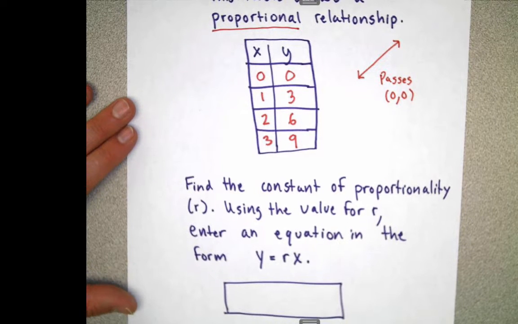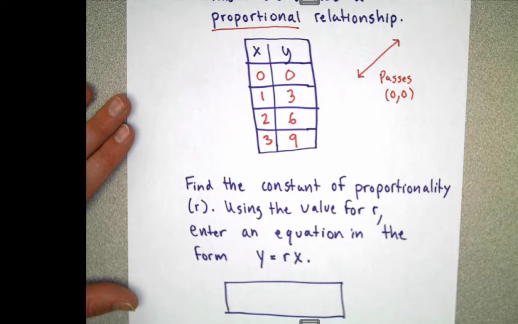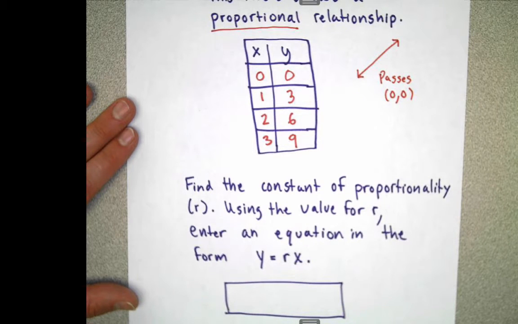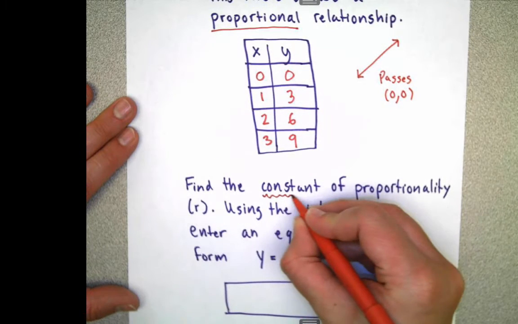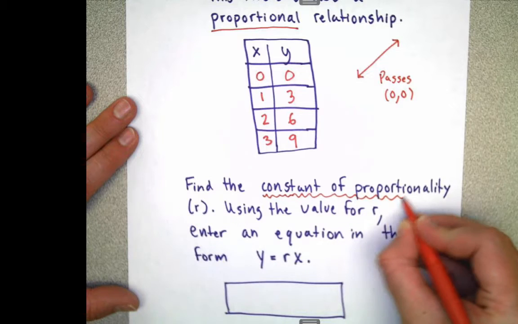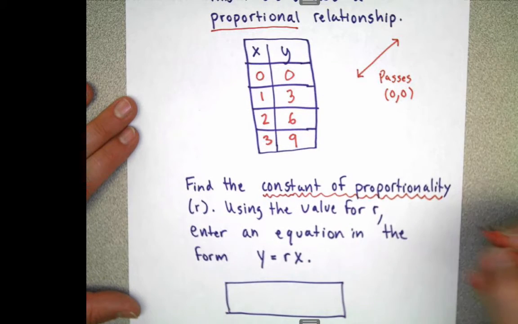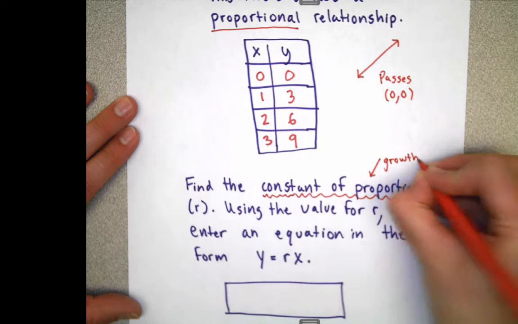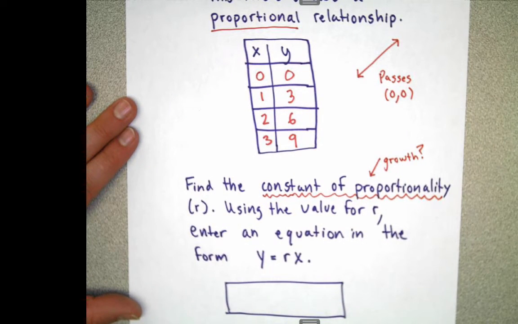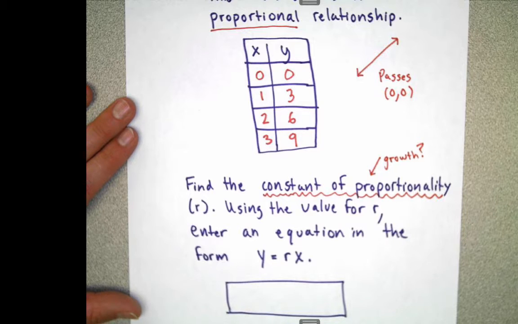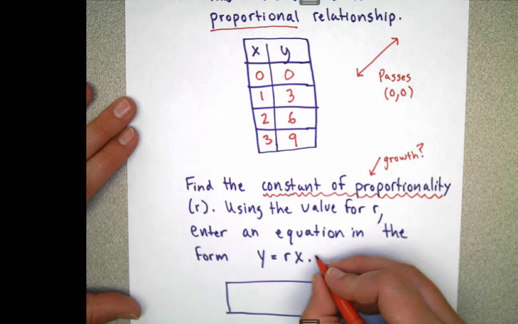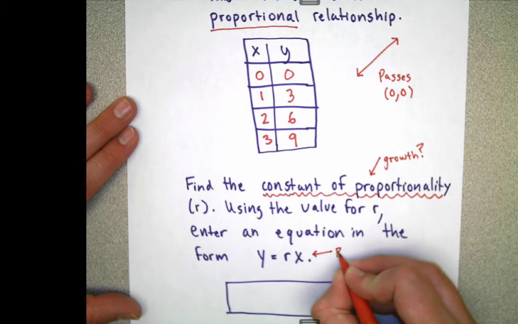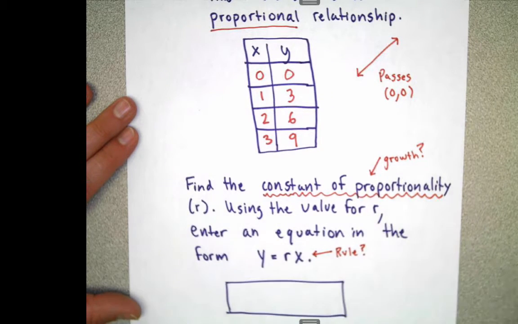Now that might sound really confusing. Like to me, it even sounds pretty confusing. But this is what they're saying. When they say find the constant of proportionality, you might write this down in your notes and kind of pause the video. They're saying, hey, what's the growth? What's the pattern doing? That's what they're saying. And we've done this in class. We've practiced finding the growth in tables before. So that's all they're really saying. And when they say enter an equation y equals rx, they're saying what's the rule? What's the rule for our table? That's really all they're saying.